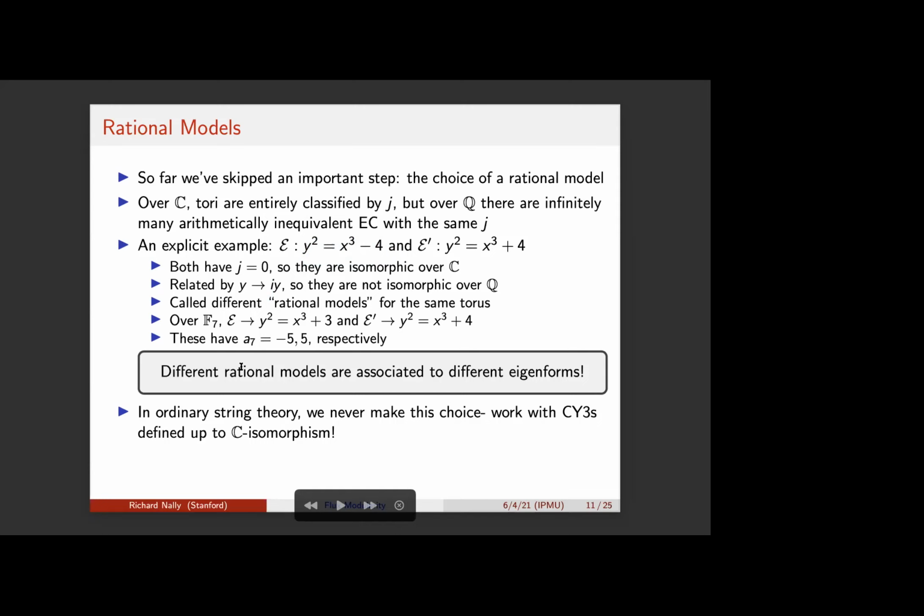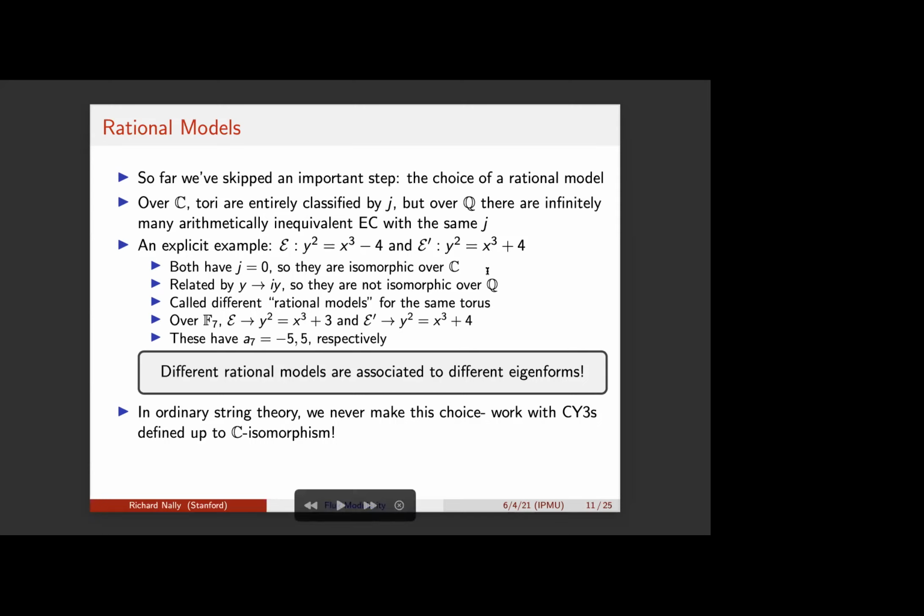And you can just compute a7 for these. For this one, a7 is minus 5, and for this one, a7 is 5. So a7 is the Fourier coefficient of the modular form associated to these elliptic curves. Since they have different a7s, they're associated to different eigenforms. So even though we've picked a point in moduli space, we haven't specified enough data to concretely pin down a single modular form. We need to specify the extra data of a literal projective polynomial.